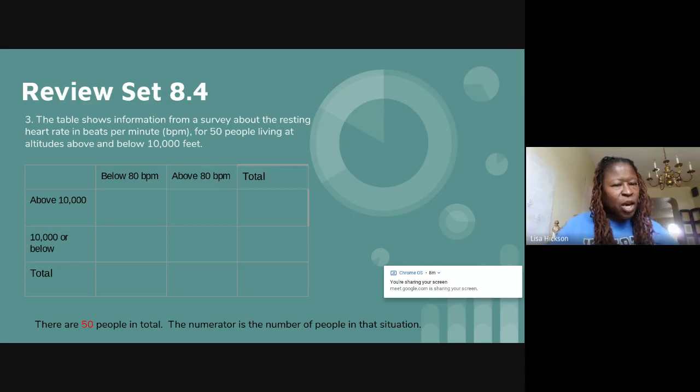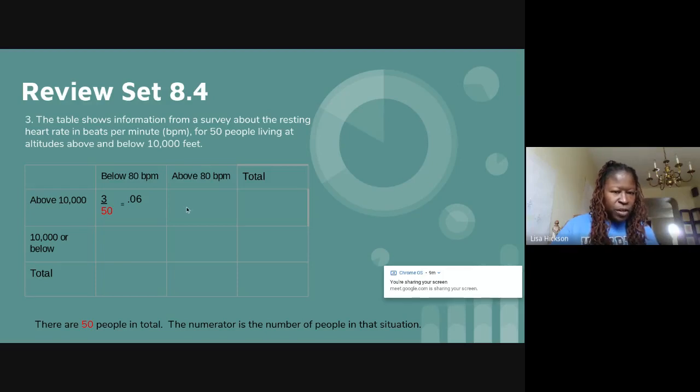So in the box that coincides with a heart rate below 80 beats per minute, but they live above 10,000 feet, it's 3 people, but it's 3 of the 50 people. So your answer, again, is just the decimal equivalent of the probability. So again, 3 out of the 50 people surveyed have heartbeats below 80 beats per minute, but they live above 10,000 feet.